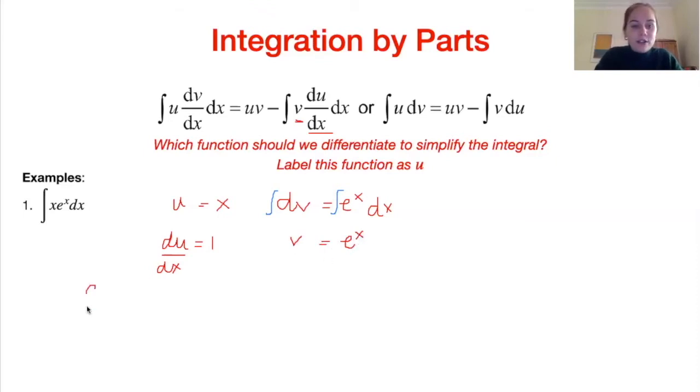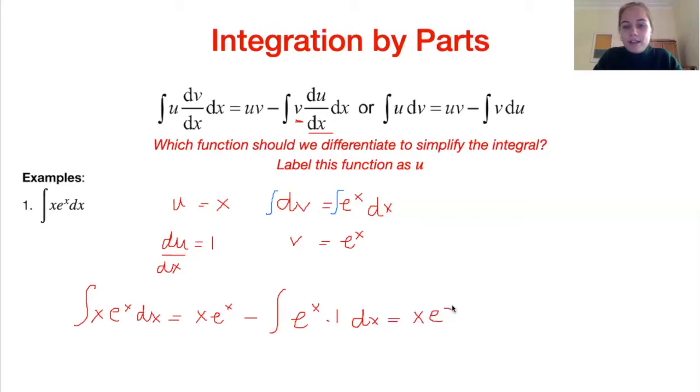Substituting all these values in then, we see that the integral of x times e^x dx is equal to u times v, so x times e^x, minus the integral of v, which is e^x, times du/dx, which is 1, times dx. Well, we see x times e^x, and we know what the integral of e^x is, it's just e^x. And then finally, because it's an indefinite integral, we just have to add our constant of integration to the end. So there we have it. This is our first example for integration by parts.